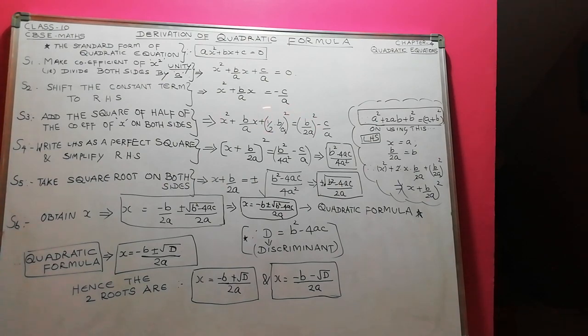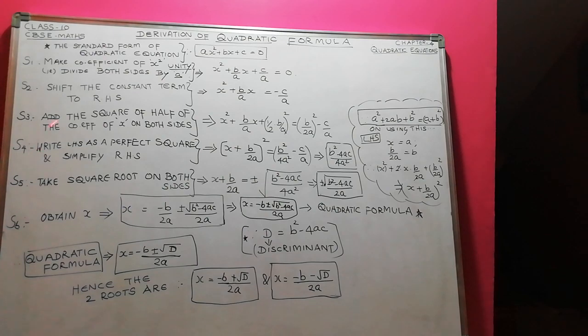Since the third term, the square term, is missing here, we are completing the square in such a way that we add the square term on both the sides. We have found half of the coefficient of x, squared it, and added it on both the sides. Okay. Step 3 got over.